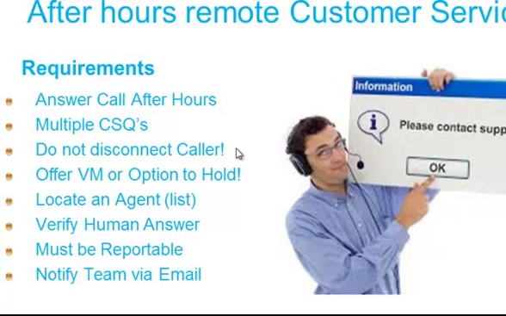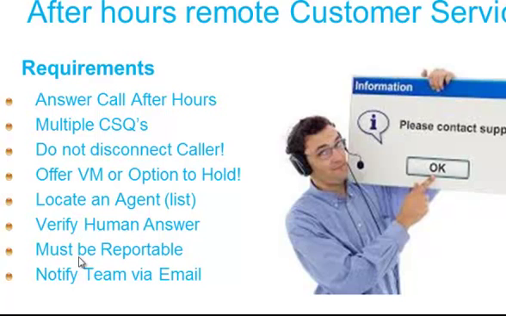locate the agent. Now, locating the agent, keep in mind that there are multiple CSQs, so each CSQ had its list of agents, and you had to keep track of which CSQ the call came into so you could locate the proper agent. We also needed to verify that when we placed the call to the agent, the call could in fact be answered by a human. We don't want to talk to somebody's voicemail system, right?